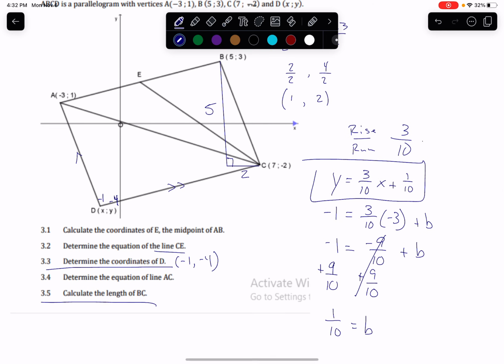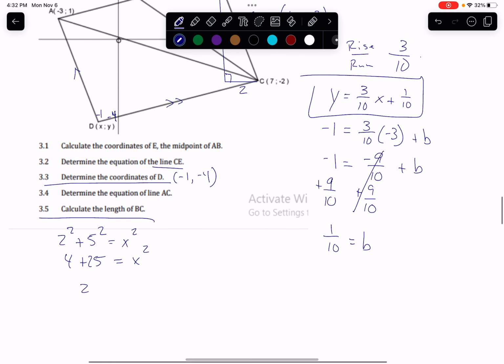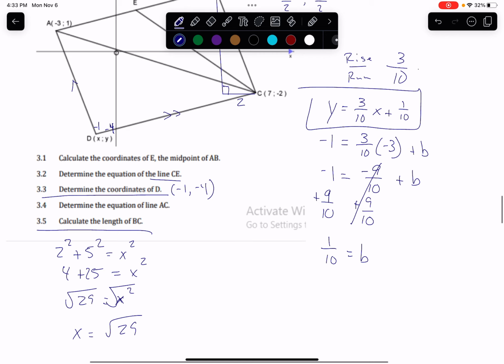And it's a right triangle, so the Pythagorean theorem works here. 2 squared plus 5 squared equals this unknown value squared. I'll just say it's x squared. So 4 plus 25 equals x squared. And that's 29 equals x squared. And we'll take the square root to solve it. So it equals the square root of 29. You can put that in your calculator if you need a specific number, but you can just leave it in square root form, the square root of 29.